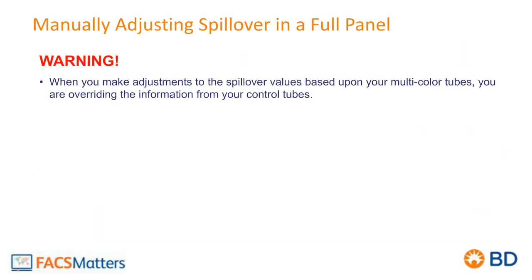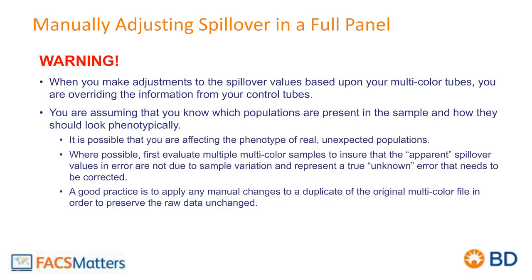So, having talked about making adjustments to your multicolor panel, I just want to give one warning, and that is, when you make adjustments to your spillover values based upon your multicolor tubes, you are in effect overriding the information from your control tubes, and you're saying that you don't believe the data from your control tubes, and there might be reasons for that. Again, donor-donor variation, some other factors, but just be very, very careful. Because you are assuming that you know which populations are present and how they should look phenotypically. And it's possible that you're affecting the phenotype of a real unexpected population.